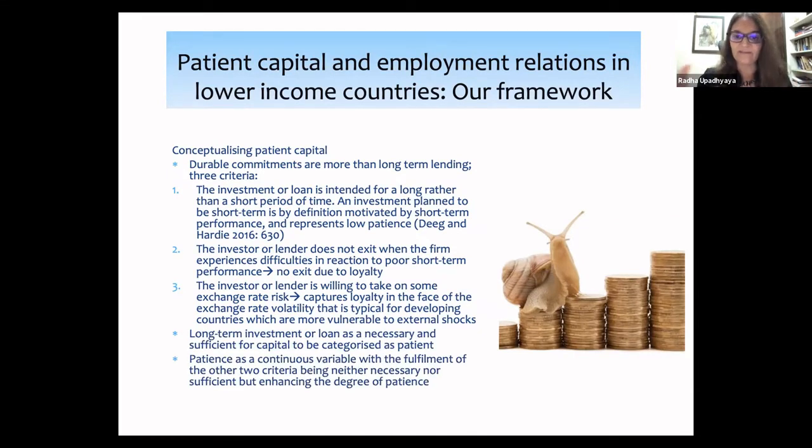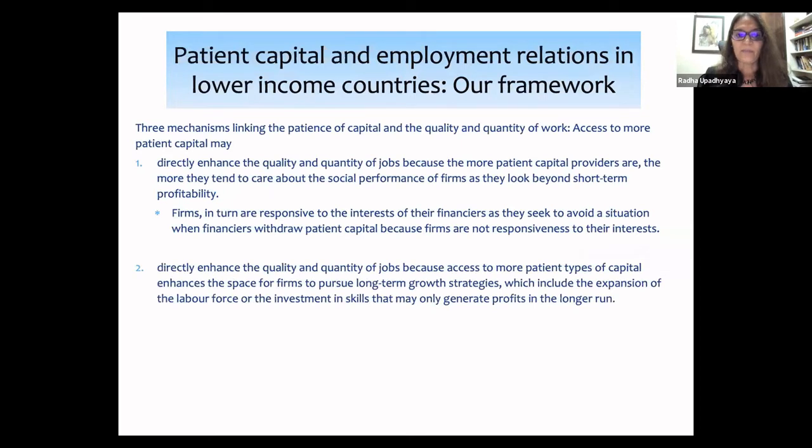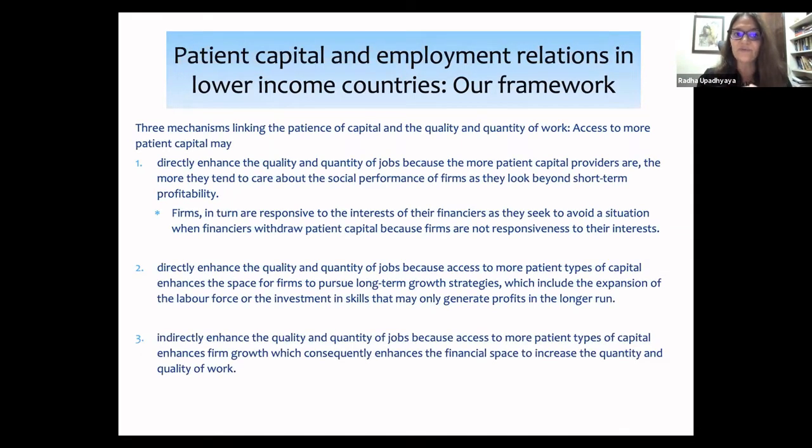And whilst we give these as characteristics of patient capital, we do view patient capital as a continuous variable, with degrees of patience. Our framework hypothesizes three mechanisms which link the level of patience of capital to quantity and quality of work. We propose that access to more patient capital can directly help improve both the quantity and quality of labor if the incentives of the investors are aligned with looking beyond short-term profitability, and firms are responsive to the interests of their financiers. So that's a direct link that we've proposed.